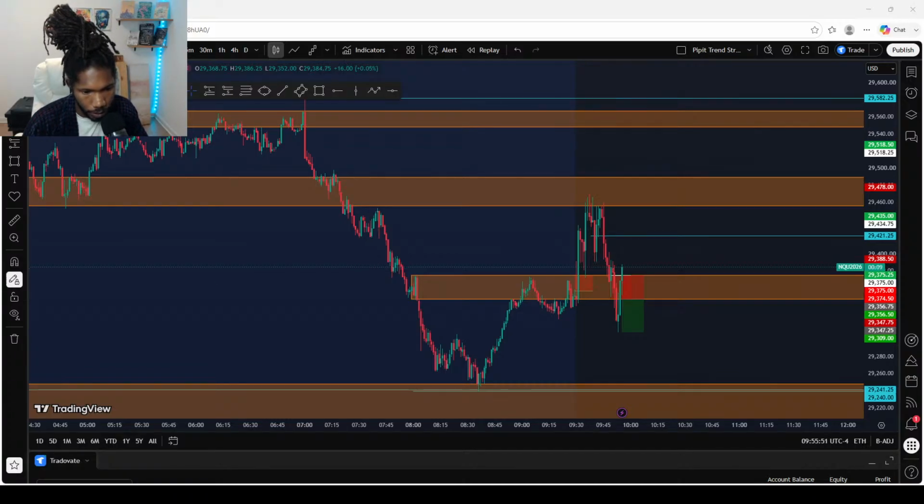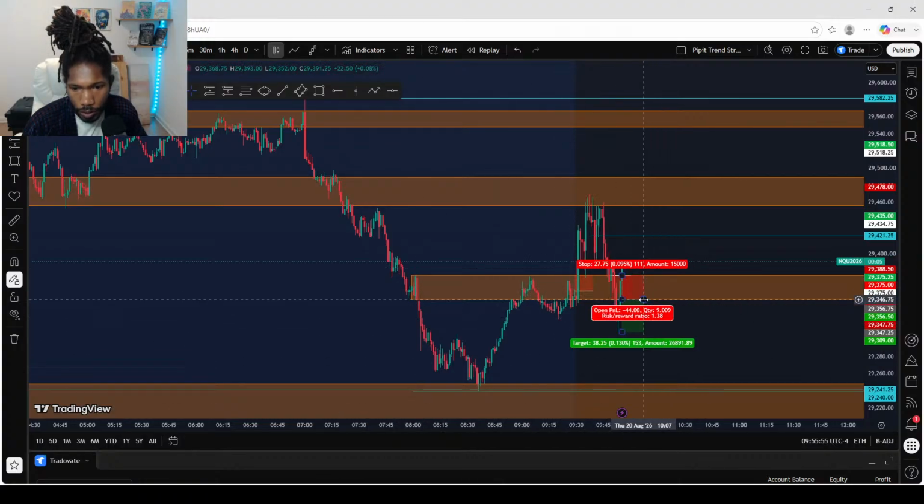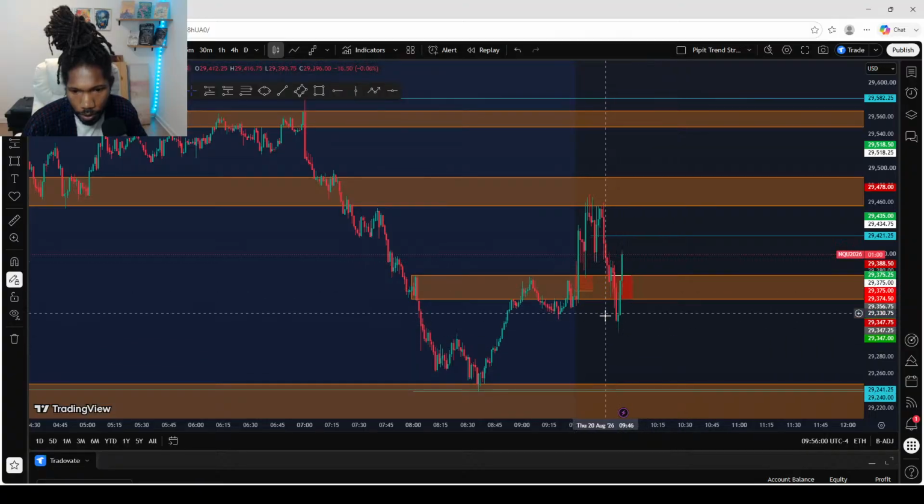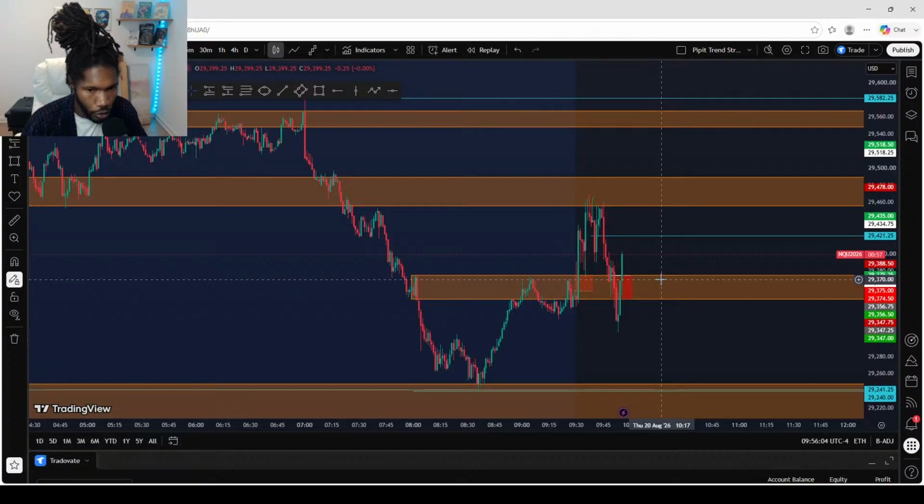Ridiculous. I'm so disappointed in myself, but you know what? It is what it is. Took a loss. Should have known this was a stop hunt. Took out these lows, and now it's pushing all the way back up. Crazy.